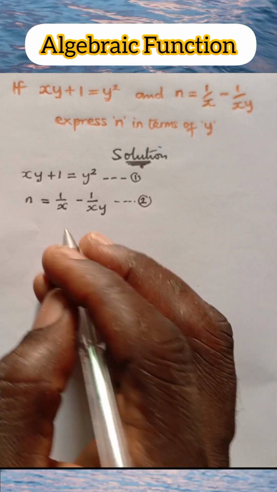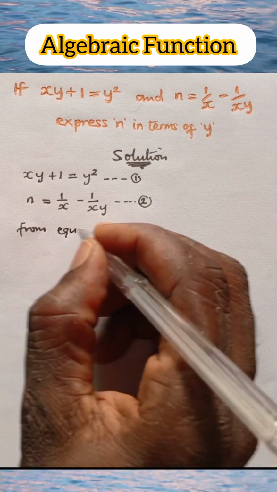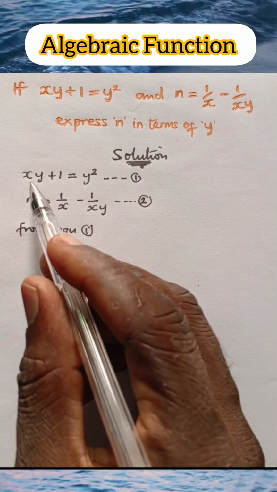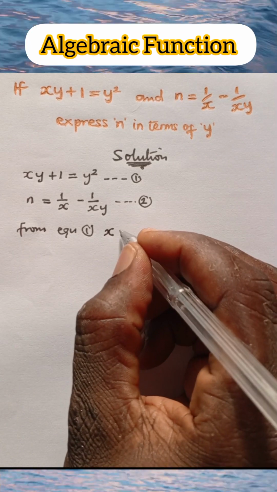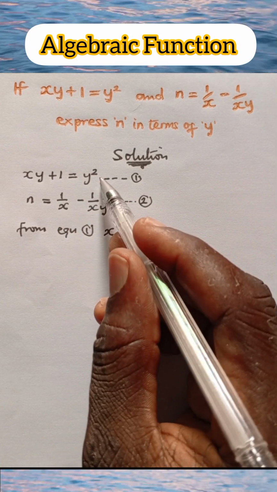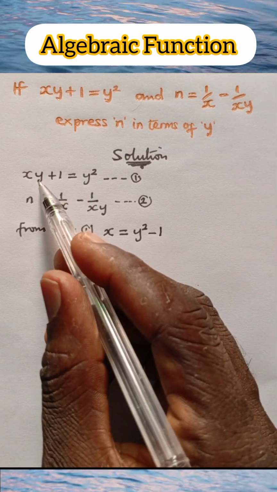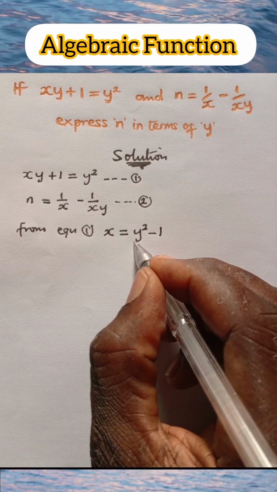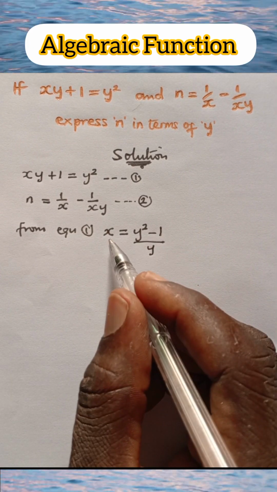So how do we remove x? We're going to say that from equation 1, we'll make x the subject of the formula, so that we have x equal to y squared. This one crosses to this side, so that it becomes minus 1. And then this y comes here to divide, so that we have all over y. Now, this is the value of x.